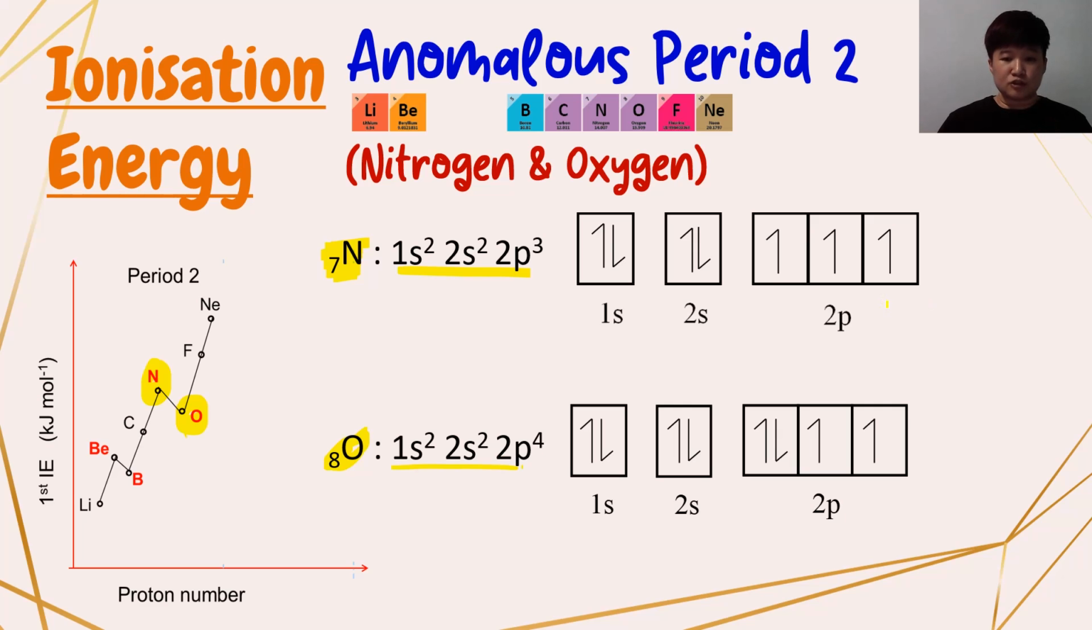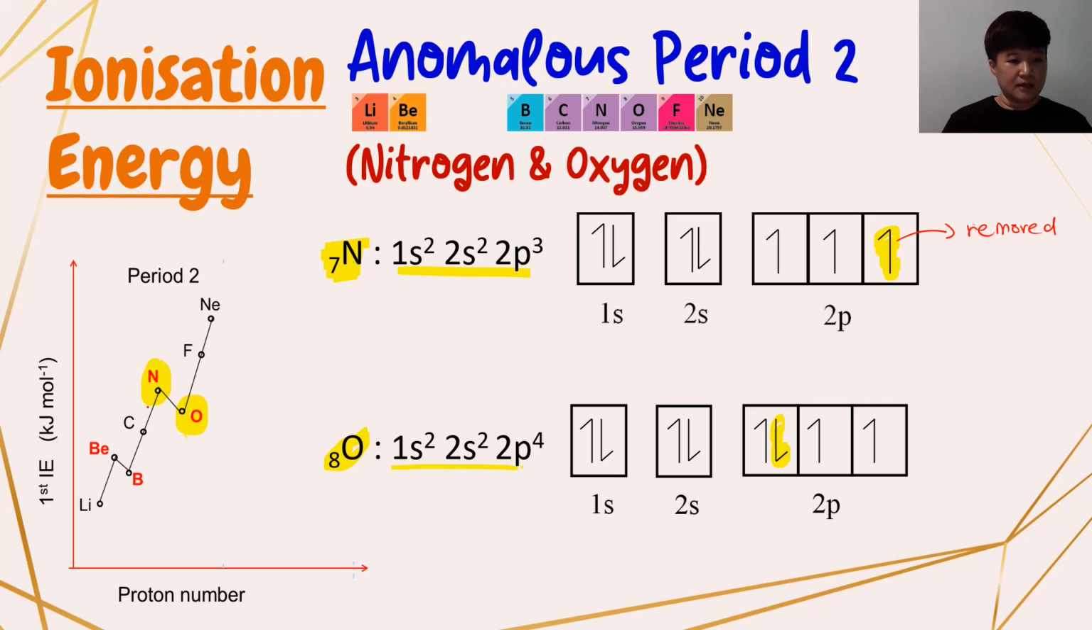And the electron that we are going to remove in nitrogen is located in the 2p. And the electron that we are going to remove from oxygen is also located in the 2p. And it is the last electron that we put in. So it's this. This is the electron that we are going to remove. And the problem over here is: is it harder to remove or easier?